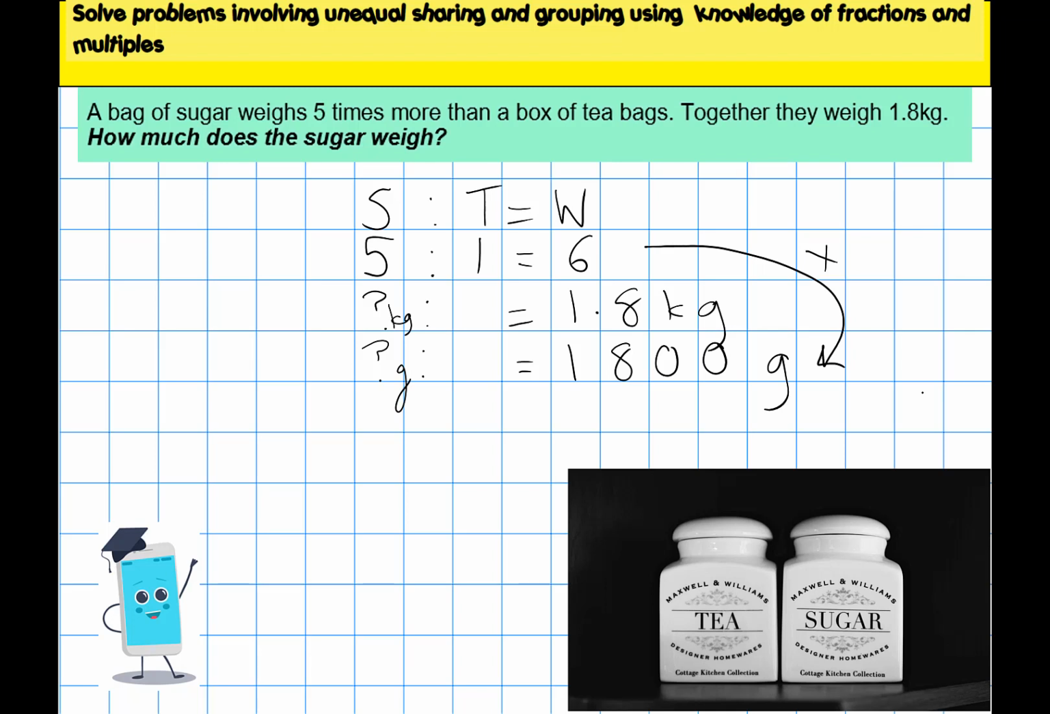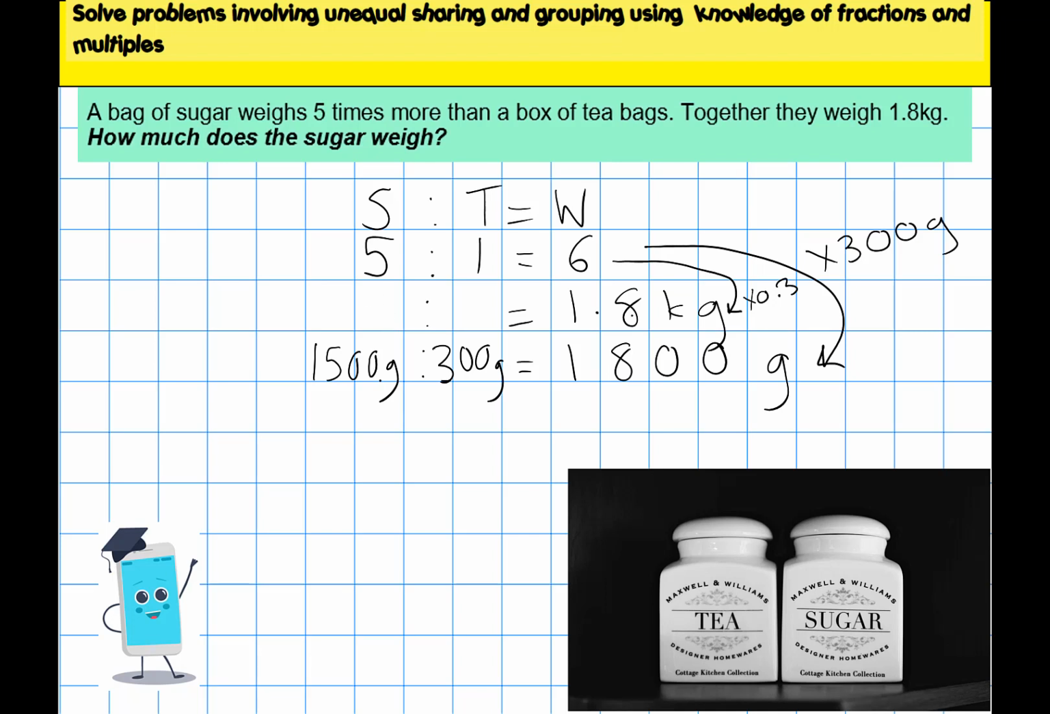Okay, I'm going to go through now what we could do. So to get from 6 to 1800 is to multiply by 300. And to get from 6 to 1.8 is to times by 0.3. So if I was going to figure out in grams, I'd need to multiply all of this by 300. So tea bags would be 300 grams, and my sugar, 5 times 300, would be 1500 grams.